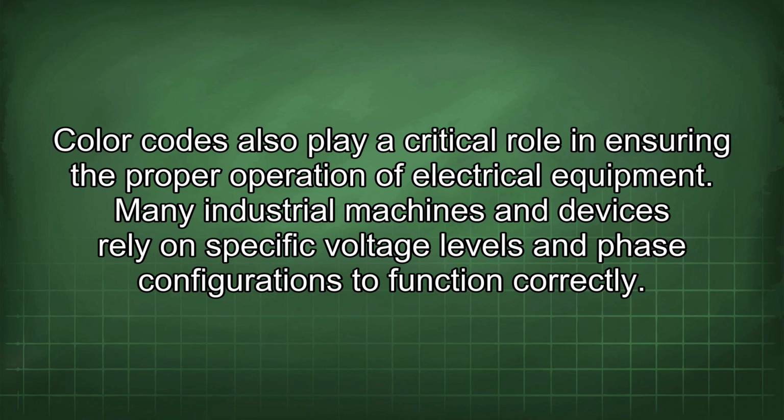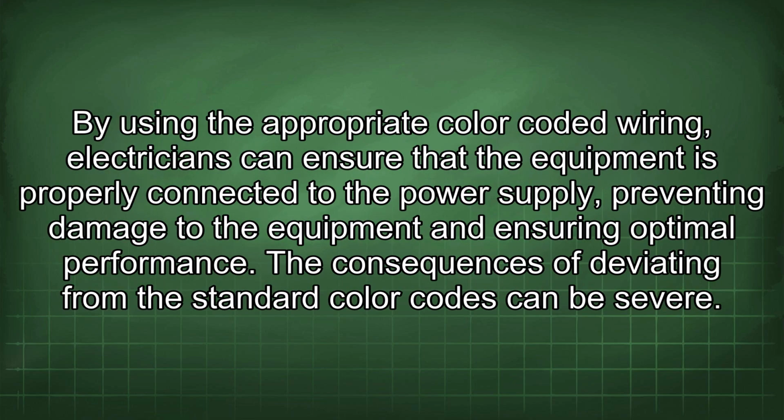Color codes also play a critical role in ensuring the proper operation of electrical equipment. Many industrial machines and devices rely on specific voltage levels and phase configurations to function correctly. By using the appropriate color-coded wiring, electricians can ensure that the equipment is properly connected to the power supply, preventing damage to the equipment and ensuring optimal performance.